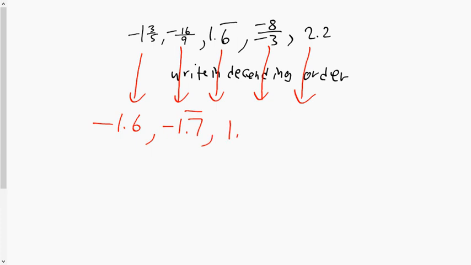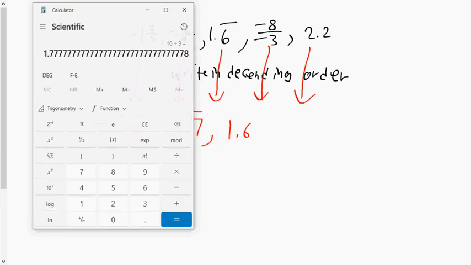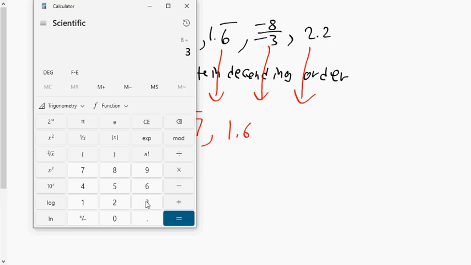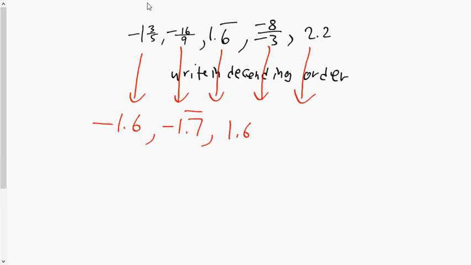Then it's going to be positive 1.6. 8 divided by 3, I can do that in my head, but we'll just do it with the calculator. 8 divided by 3 is 2.6 repeating. Now, is it going to be a positive or negative? Because a negative divided by a negative is a positive, that will actually be a positive repeating decimal. And then our last one is simply 2.2 terminating decimal. So we've now changed them all into decimal form.